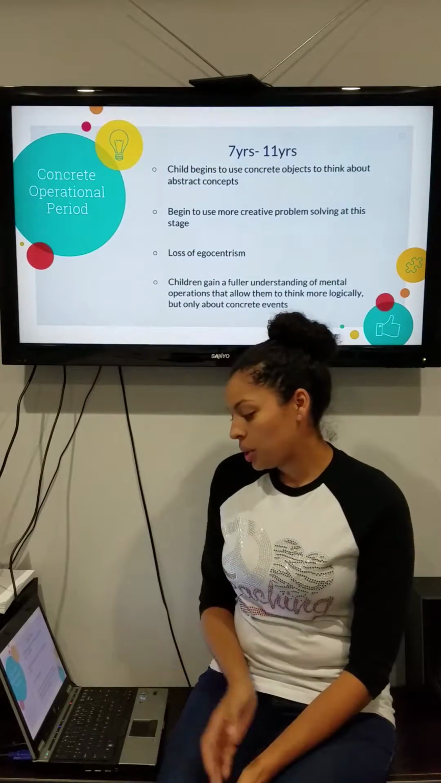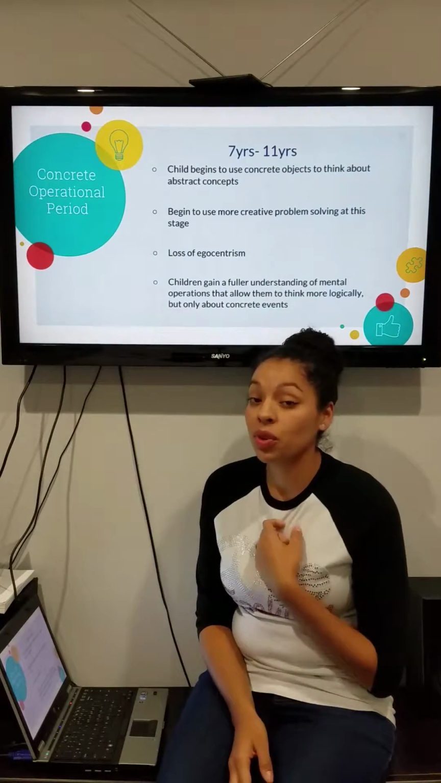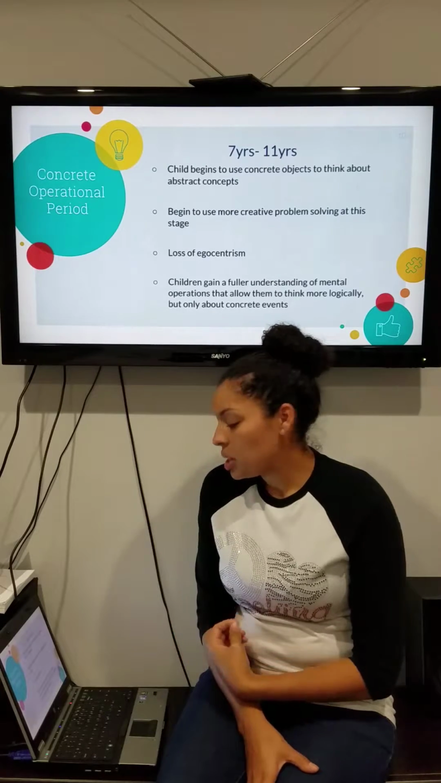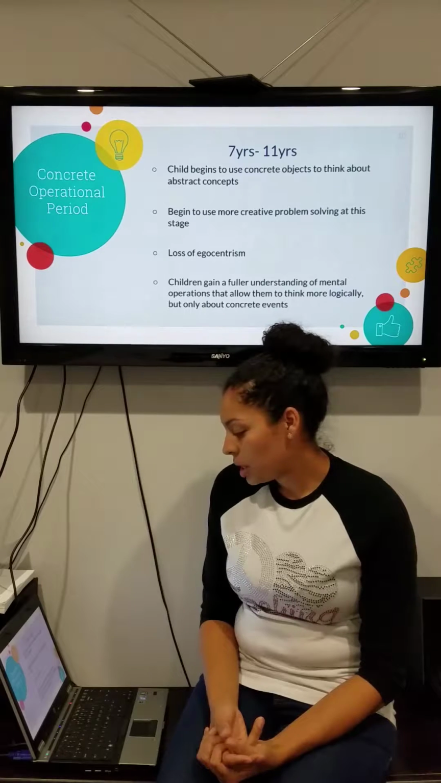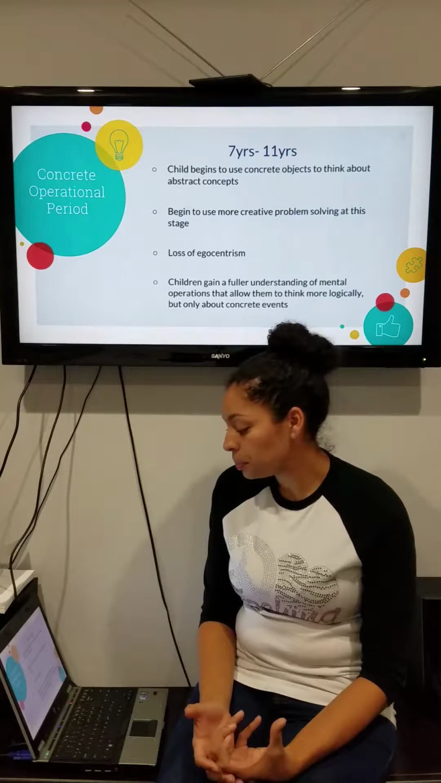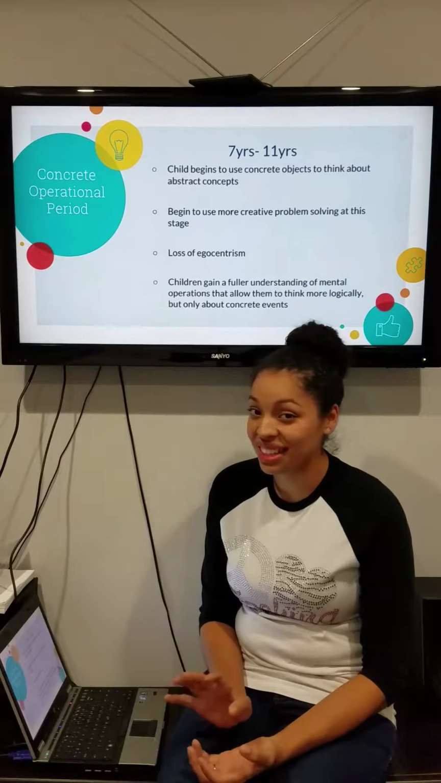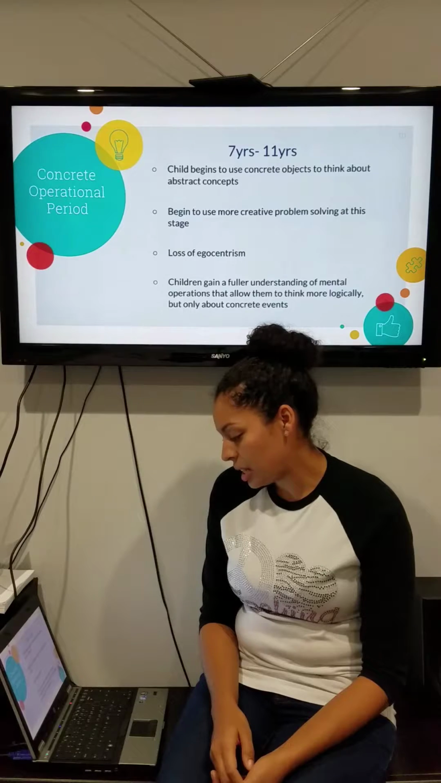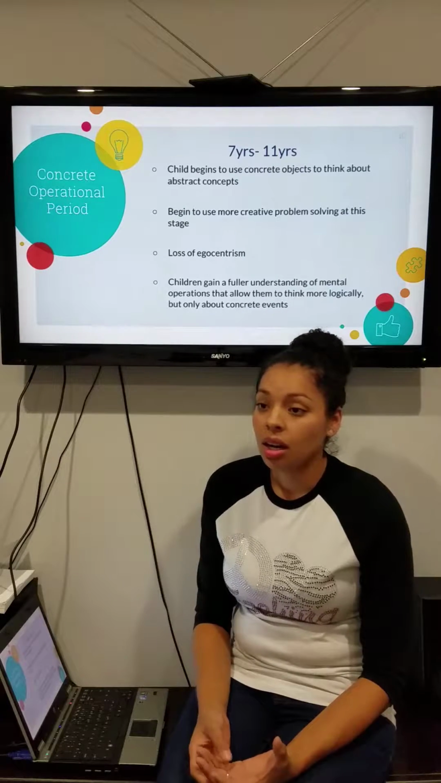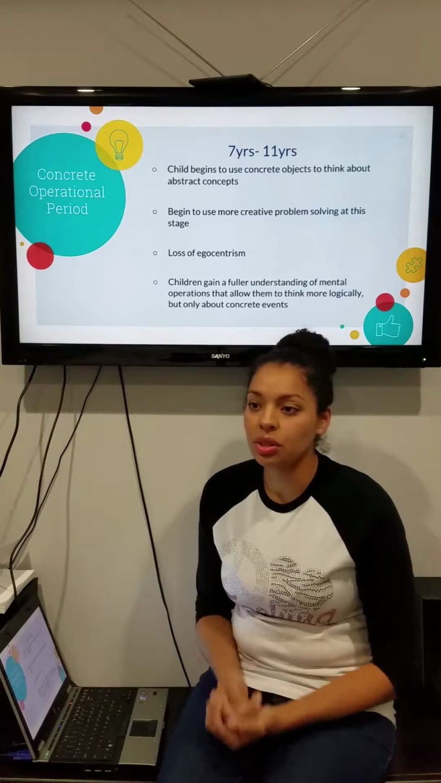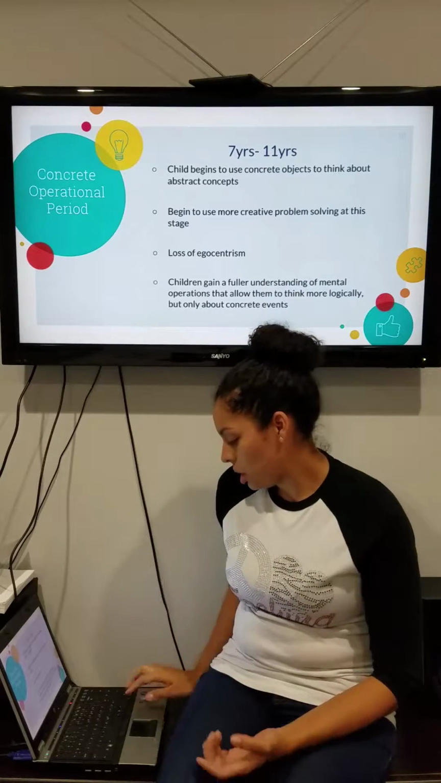The next is the concrete operational period, which is from 7 years to 11 years of age. Now, at this stage, they begin to think a little bit more abstractly about things, and they have a little bit more creative problem-solving skills. They lose a little bit of the egocentrism, and they begin to gain a fuller understanding of mental operations. They can do maybe mental math in their head without having to count with their fingers or things like that. So here's a little example.